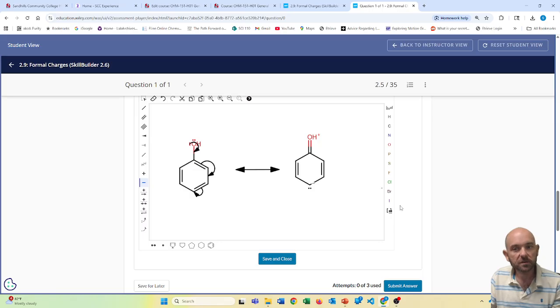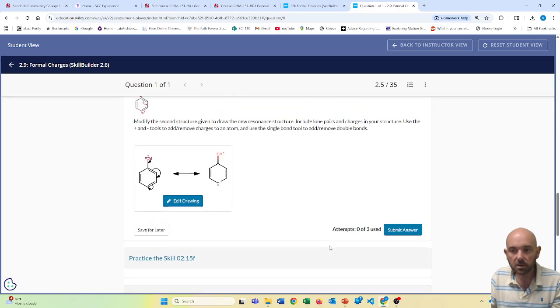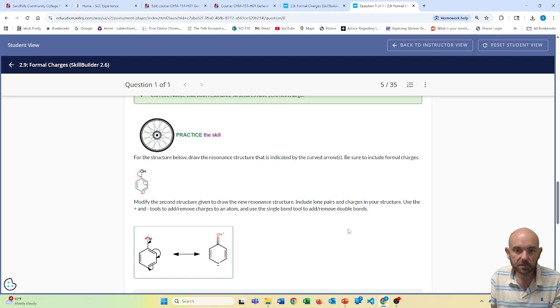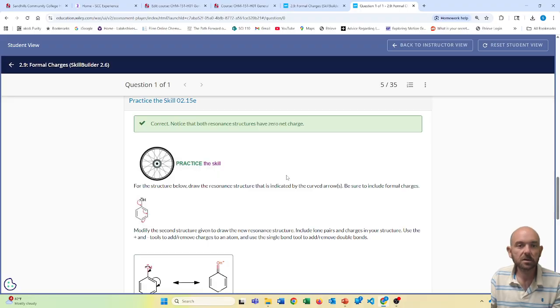And I believe this is the correct answer for example E. Click Save and Close. Submit answer to check ourselves. We get the green box. So that's the example for example E.